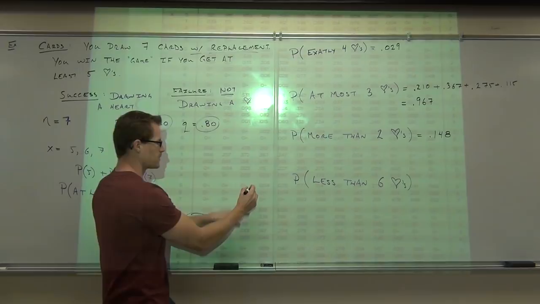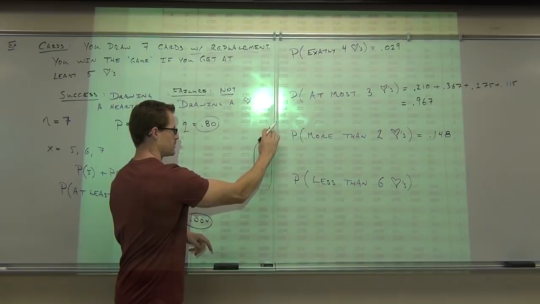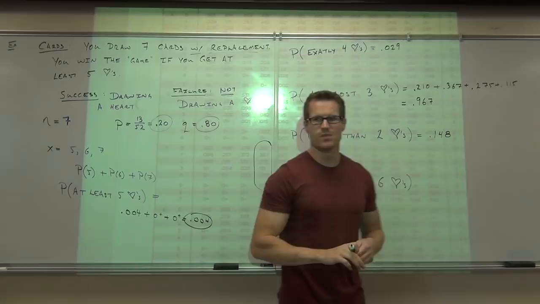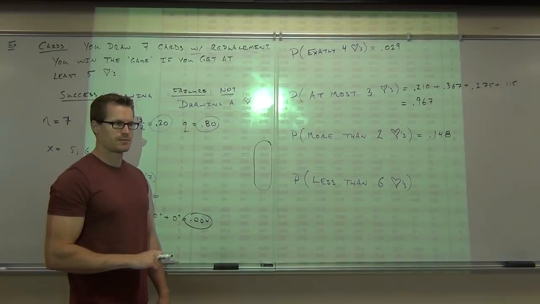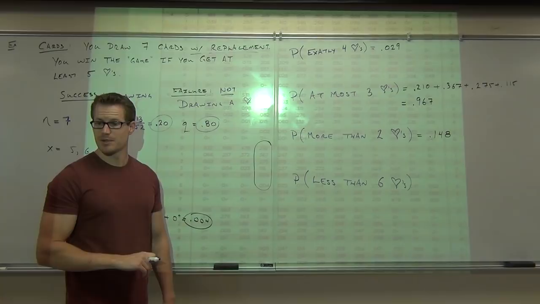Oops, not that much. So less than 6 is 5 or less, or at most 5, it's the same thing. If you add all that up, how much are you going to get? Should be pretty close to 100%, like 0.999. Yeah. How much? 1. 1, exactly 1?